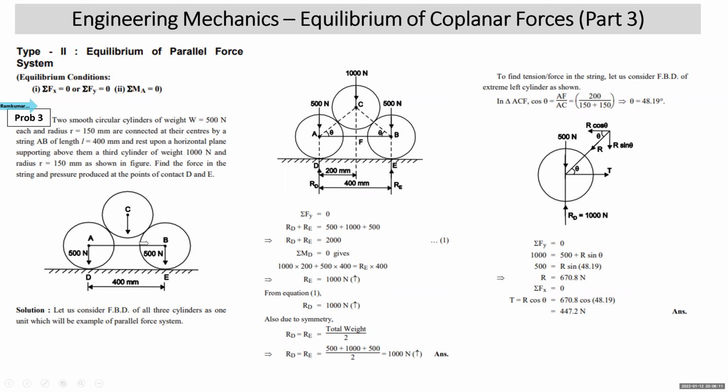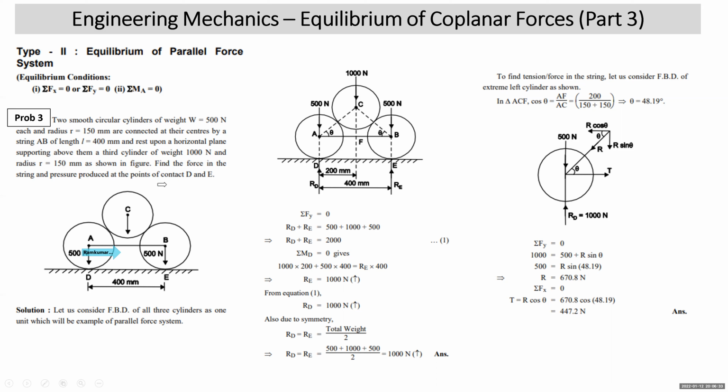This is your string AB connecting the centers of two spheres A and B. Length of the string is 400 mm and they rest upon a horizontal plane, supporting above them a third cylinder. The third cylinder is supported by the other two cylinders, whose centers are connected by a string of length 400. Above them a third cylinder of weight 1000 Newton and radius 150 mm, as shown in the figure.